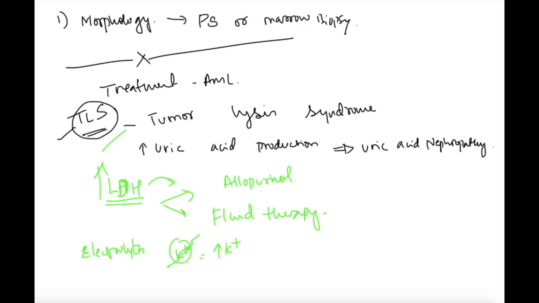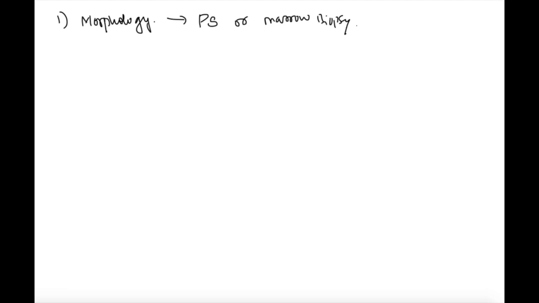Now we'll talk about the treatment proper. So once we have ruled out TLS and taken care of that, we will start the patient on chemotherapy. So what is the regimen? This is very important. 7+3 regimen. This is what we are going to use.